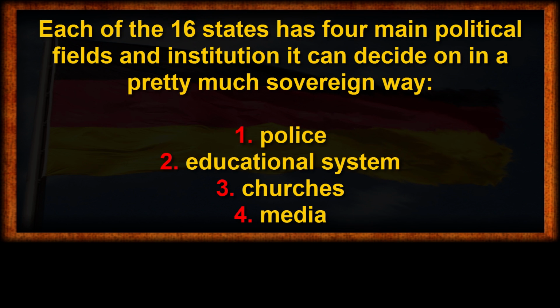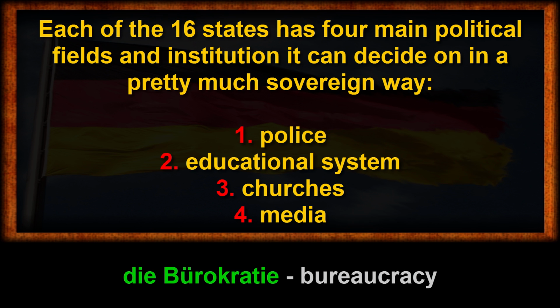This also led to the fact that still to this day there are 4 primary political institutions that every single state can decide on and deal with in a comparatively sovereign way. Those 4 political fields are the police, the education system, the churches, and the media. Back then, people thought of those 4 fields as possible ways to get control all over Germany at once again, so they decided to fragmentate those institutions. I think it was a wise idea back then, but over time it also led to some problems here and there, and most importantly to a way larger amount of bureaucracy, die Bürokratie.